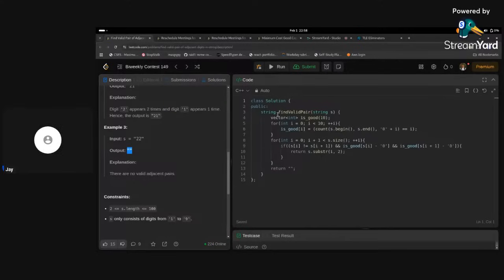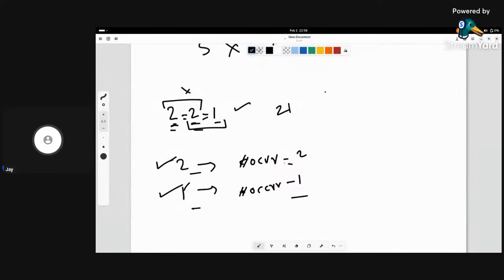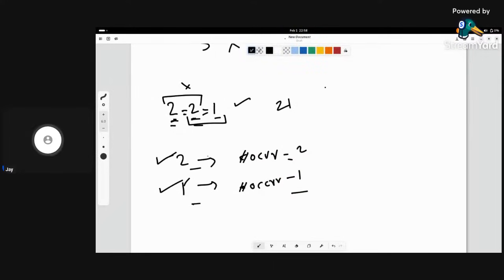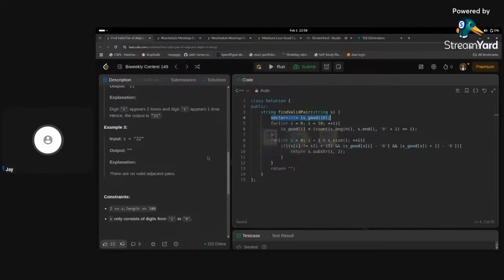Now let's look at how you would implement this. First, what you could do is what we did over here, intuitively: we first look at which digits are valid and which are not valid.